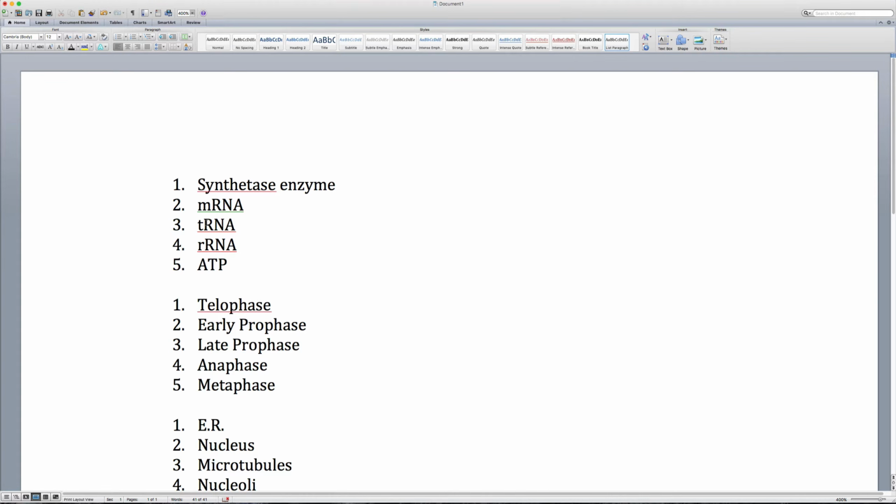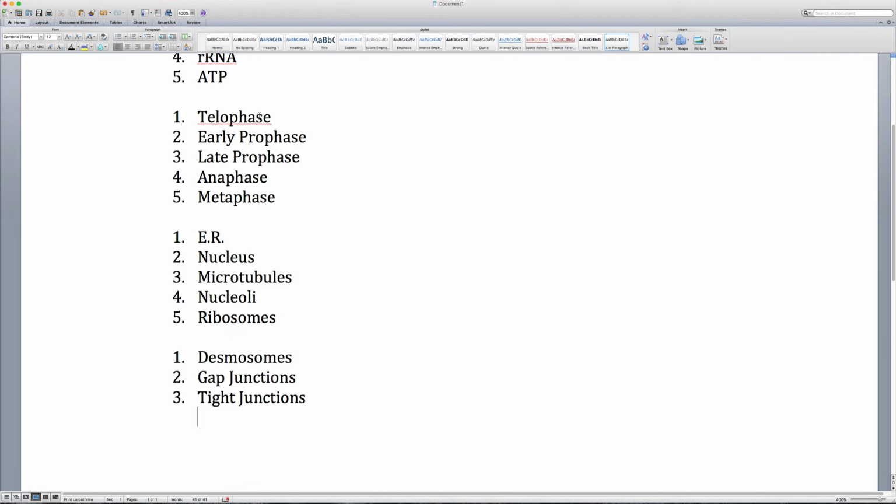And the next one is, which molecule binds to a specific codon and specific amino acid simultaneously? So I asked about 6 questions, and there's only 5 terms, so that means one of these you can use twice. Now we'll move down to these set of terms over here.